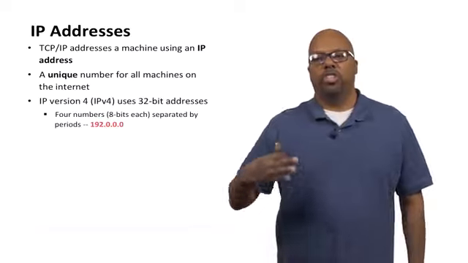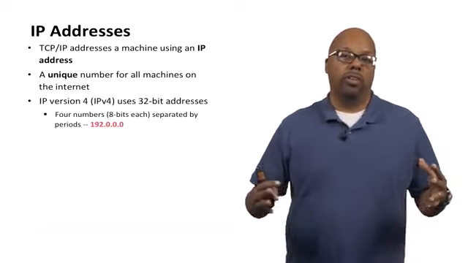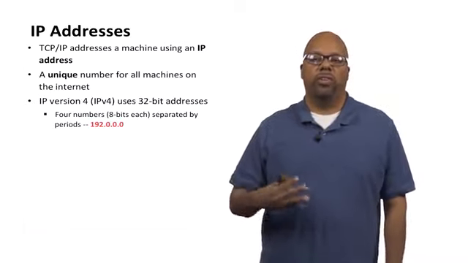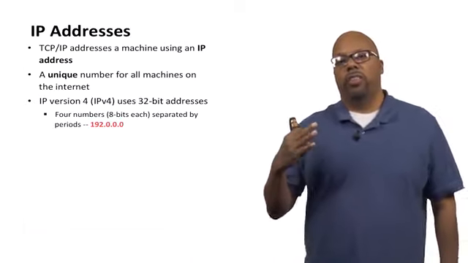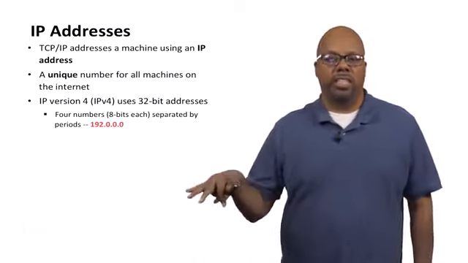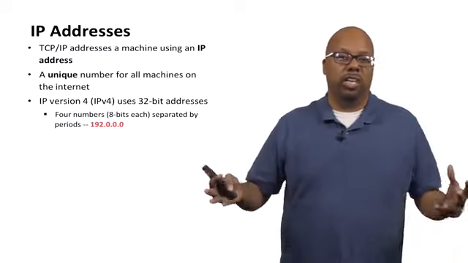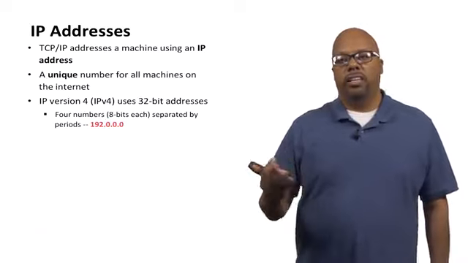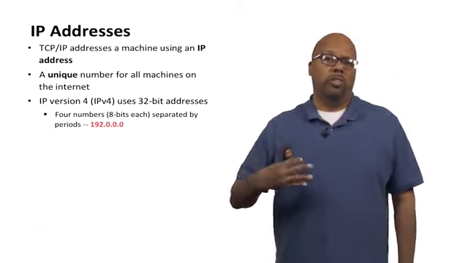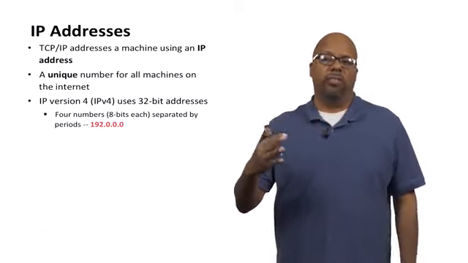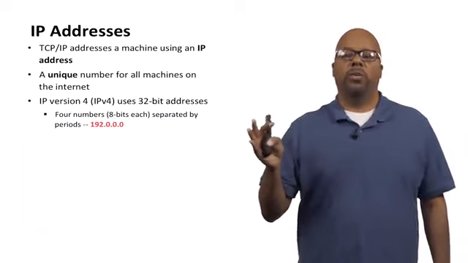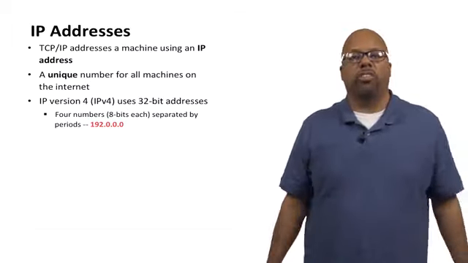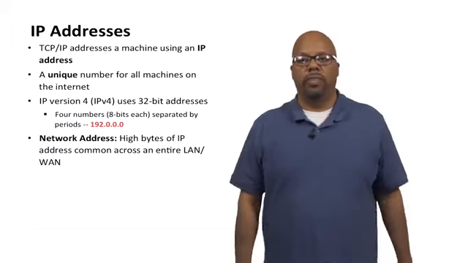IP version 4, IPv4, you may have heard of, uses 32-bit addresses. This is the standard right now. That's 4 numbers that are 8 bits each, separated by periods. That's usually how it's notated. So, 192.0.0.0. Since each number is an 8-bit number, it goes from 0 to 255. So you get 4 numbers in sequence in the range 0 to 255. That's what a standard IPv4 address looks like.